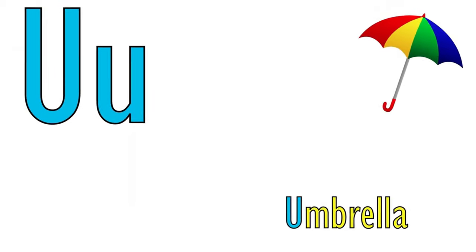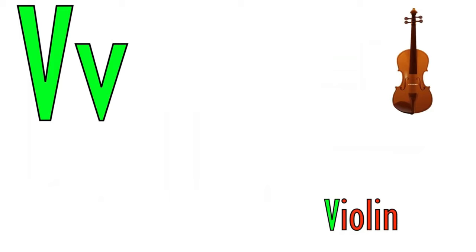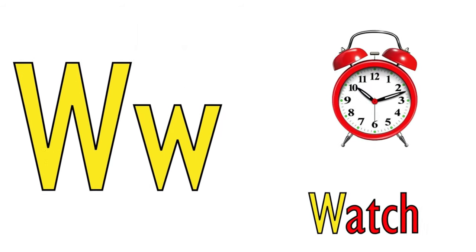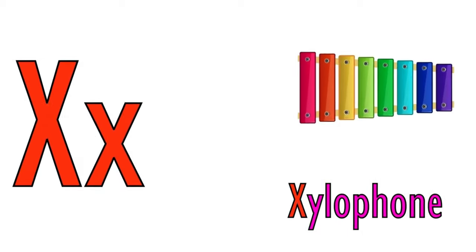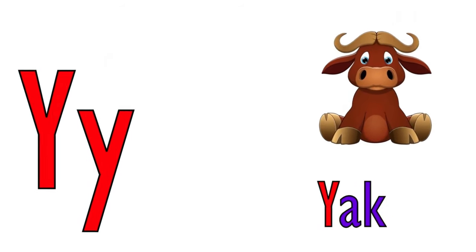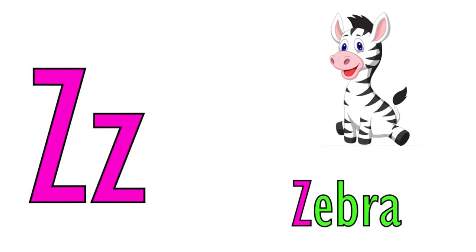tiger. U is for umbrella, umbrella. V is for violin, violin. W is for watch, watch. X is for xylophone, xylophone. Y is for Z is for zebra, zebra.